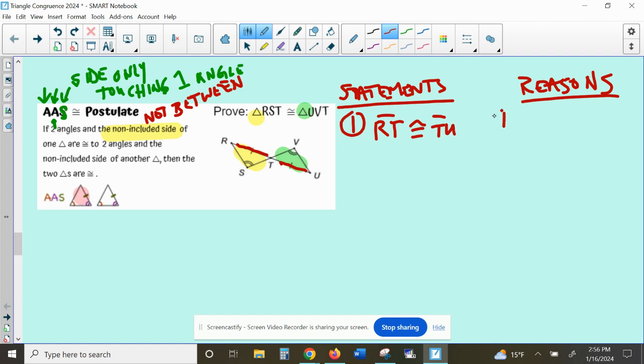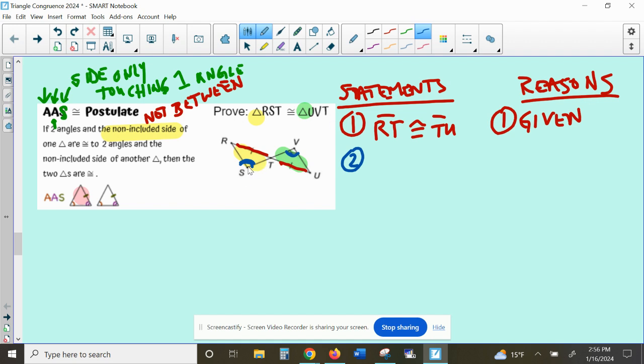And that is given because they put tick marks on it in the picture. The next thing we have markings for, it looks like this angle is congruent to this angle. They have put markings. So number 2, let's name this angle.